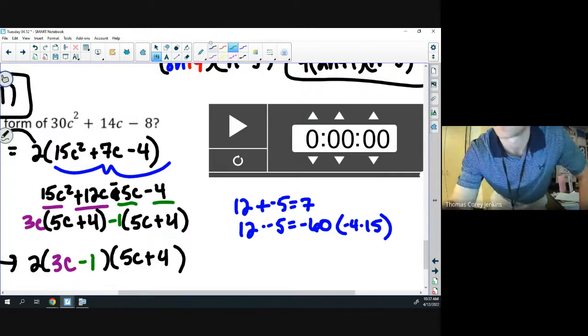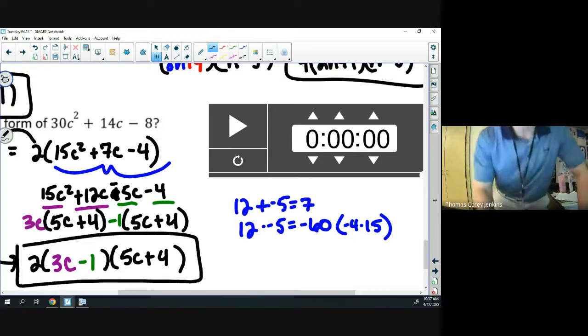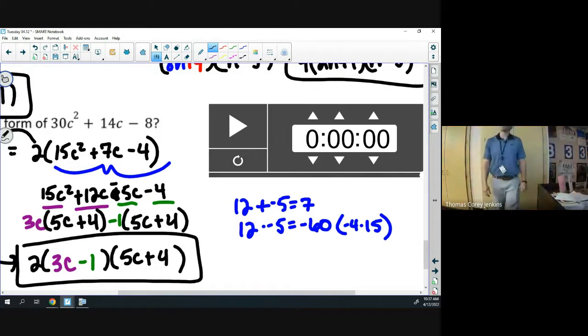All right, so that would be it. And again, this will be the day 2 video. If you're going to look back at it, these would be your toughest. This could be your toughest problem on the test, right? Where you have a GCF and then still a coefficient that's not 1.